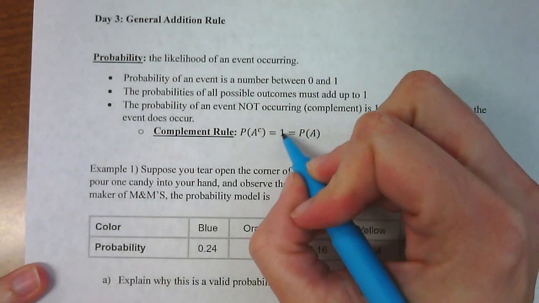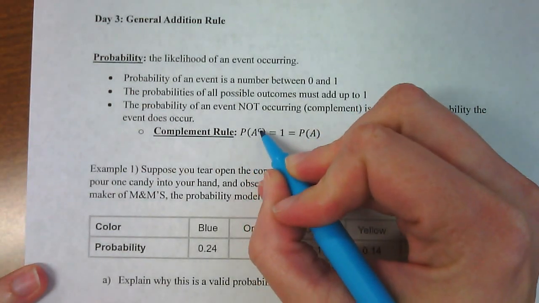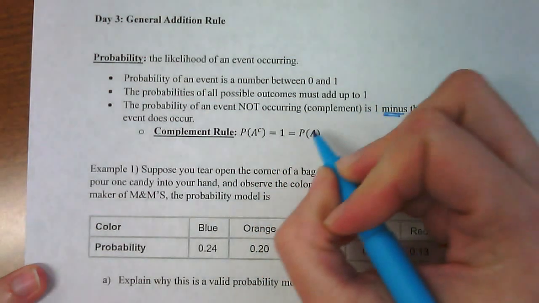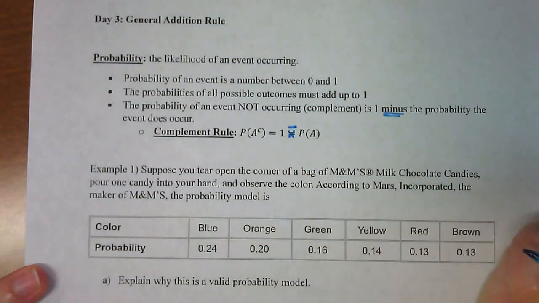So there's a typo. This is saying the probability of the complement is equal to 1, and see how it says minus? There's an equal sign here. It should be a minus sign.